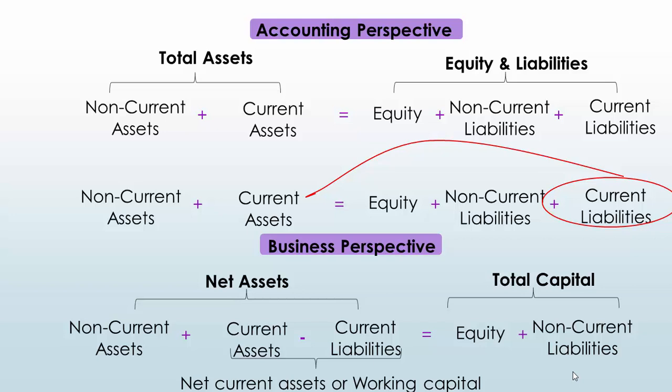Your current assets minus your current liabilities has two names. It's either called net current assets, remember net meaning we're netting something off, or it is also called working capital. Not sure why it's called working capital. It makes you think the other capital's not working, but that's the term. Current assets minus current liabilities is either net current assets or it's called working capital.